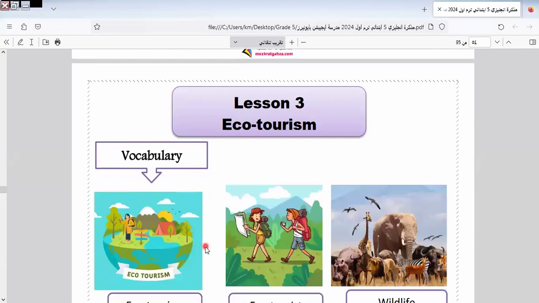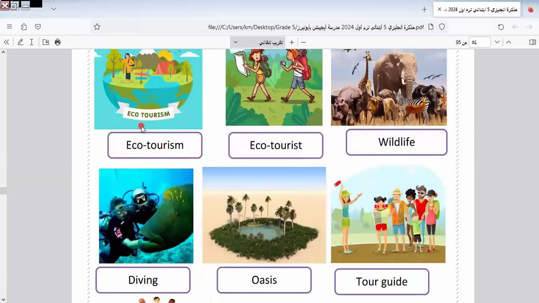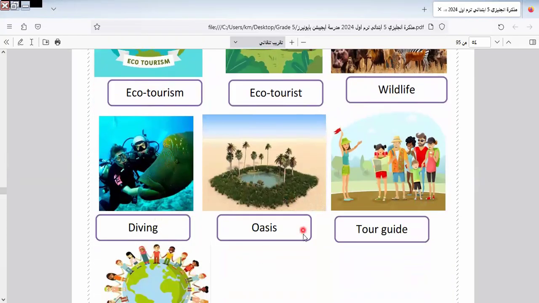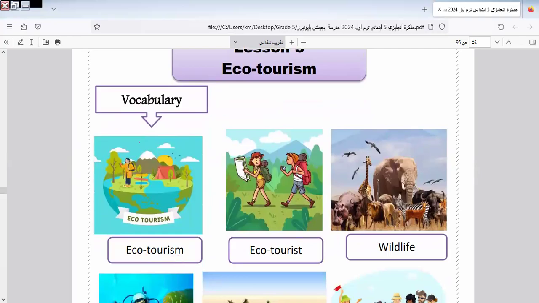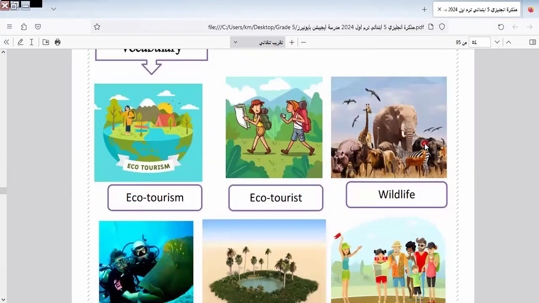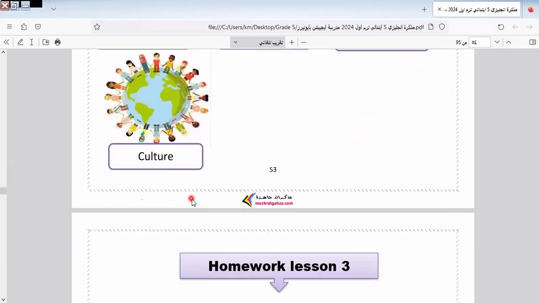Let's go to another one. Here we have ecotourism. Let's know more about this expression: ecotourism, ecotourist, wildlife, diving, tour guide, and culture. Repeat after me this vocabulary. Ecotourism, ecotourist, wildlife. Wildlife means animals that live in nature, without living in cages, like these animals. Here we have diving, tour guide, culture.